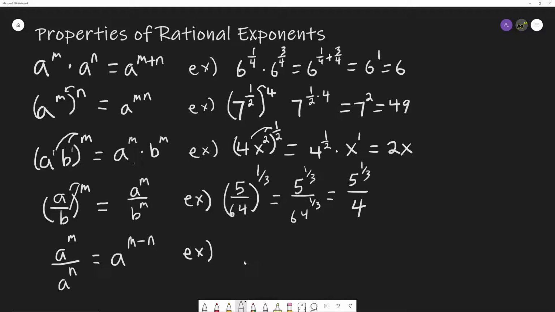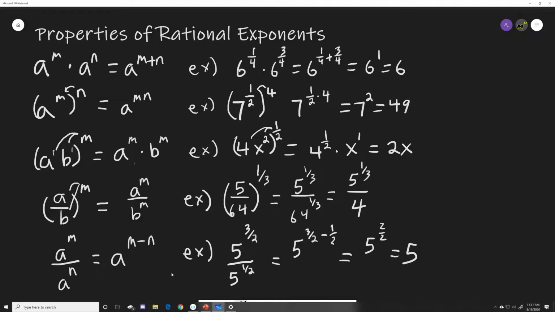Let's say we had 5 to the 3/2 power over 5 to the 1/2 power. The idea is we have the same base, therefore we're able to subtract the exponents. So we have 5 to the 3/2 power minus 1/2. We have the common denominator, so we can subtract that right away. We end up with 5 to the 2 over 2, which is 5 to the 1st power, or just 5.